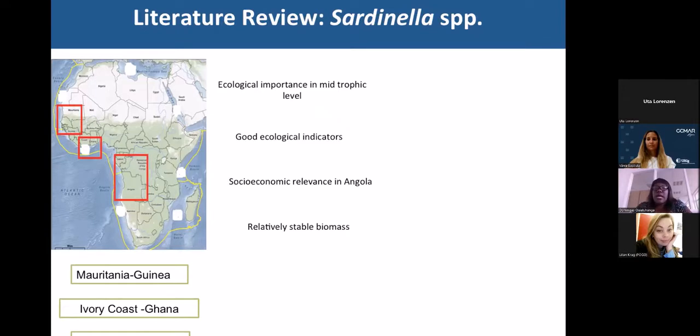Those species are important in terms of ecological relevance, because they are part of the mid-trophic level, being the link between higher and lower trophic levels. They are very sensitive to environmental variability, which is why they are seen as good ecological indicators. They have important socioeconomic relevance in Angola, and currently their biomass is relatively stable along the coast of Angola.